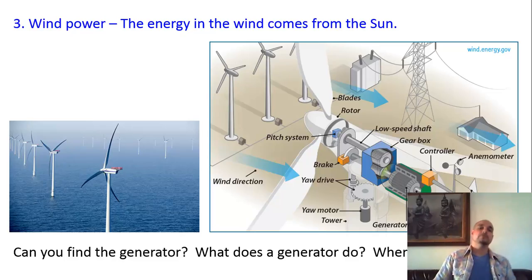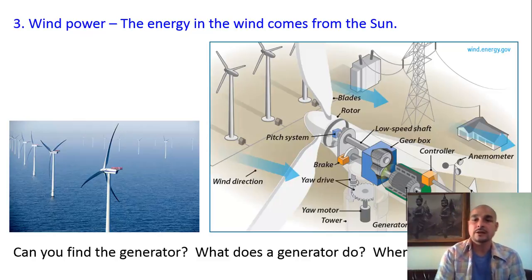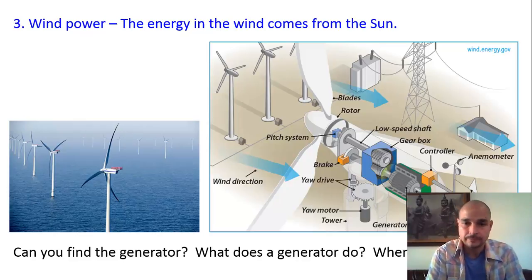Okay, 3, wind power. So very simple definitions here. The energy in the wind comes from the sun. You will see a picture on the left, and that's a wind turbine farm that's out in the ocean, getting a very good wind current coming on shore. And then there's a diagram on the right, and I want you to take a look at the diagram on the right and try and find the generator. It's located towards the end of the wind turbine.